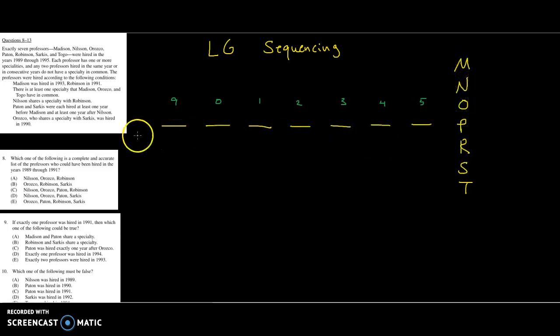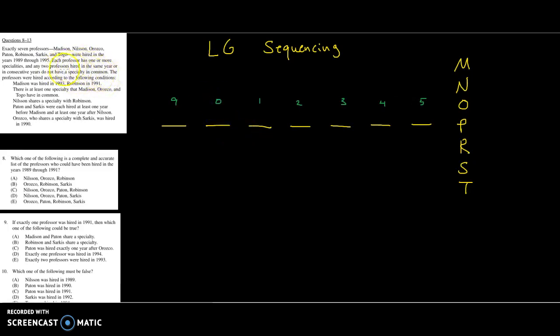7 pieces, 7 slots. Now, in a normal sequencing game, they usually throw something in where only one piece can be in one slot at a time, but that's not the case here. It says that any 2 professors hired in the same year or in consecutive years do not have a specialty in common. So they don't actually tell us that we can only have 1 professor per year. We could potentially have more. This is the twist. But don't freak out over it. Let's look at the other condition in the rules.